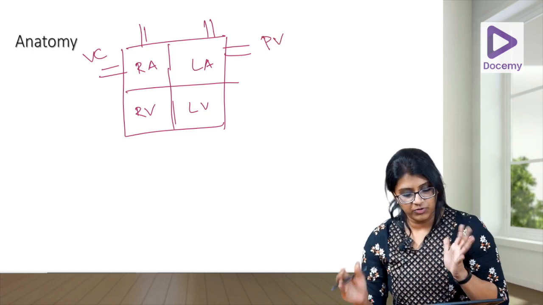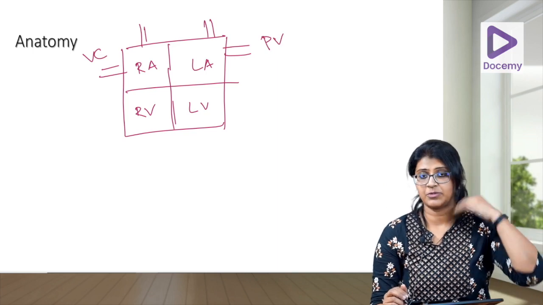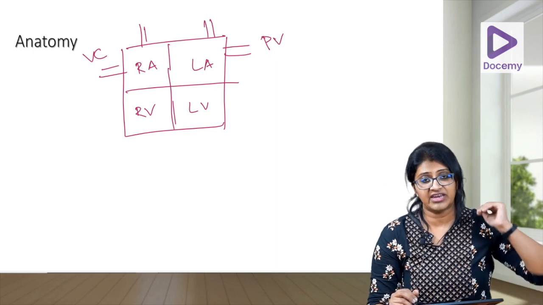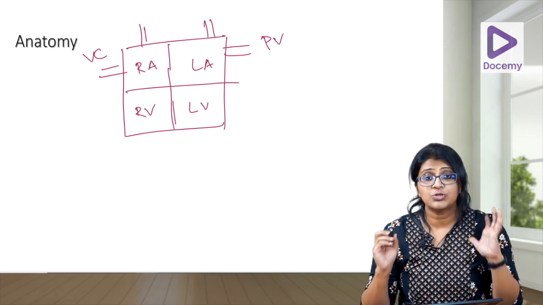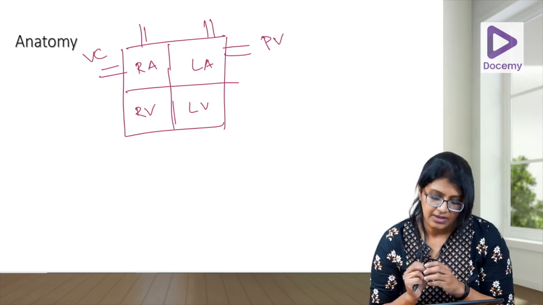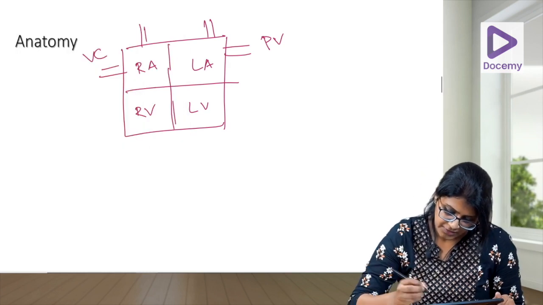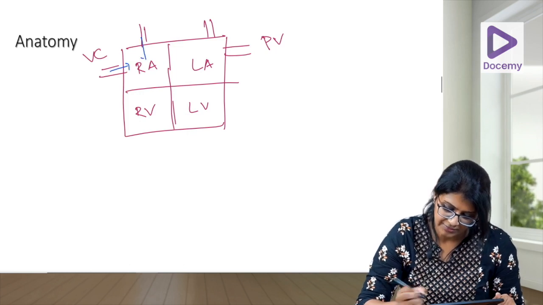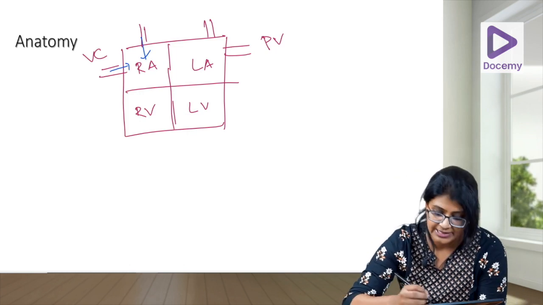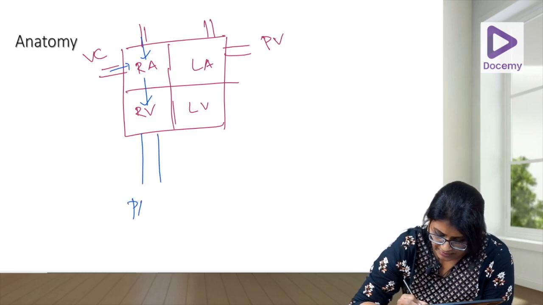Now, all of you know this. So, the vena cava bring back deoxygenated blood. The superior vena cava from the superior portions of the body, and the inferior vena cava from the inferior portions of the body, they bring back deoxygenated blood into the right atrium. And I am going to mark this with blue arrows. So, you have deoxygenated blood coming from the vena cava to the right atrium, going into the right ventricle, which then goes into the pulmonary artery.